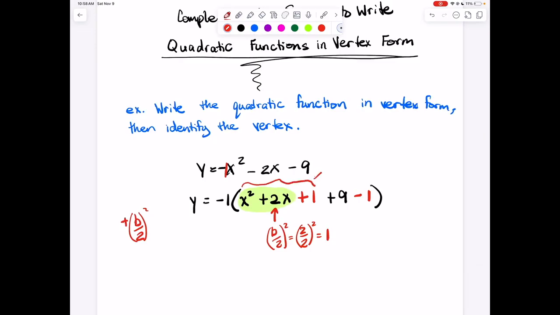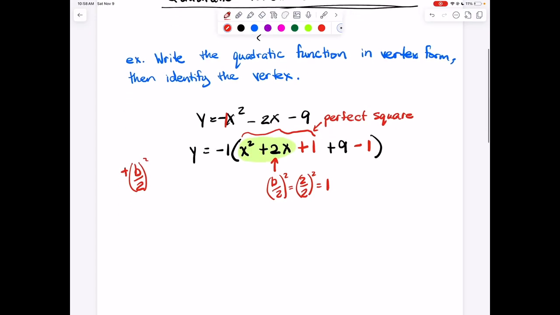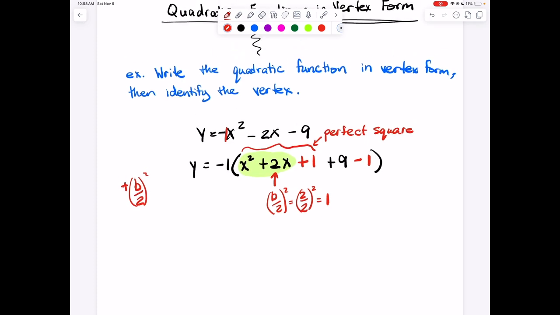So now that is a perfect square, and so now we can go ahead and factor that. In order to factor that, we're looking for two numbers that multiply to 1 and add to 2. And those two numbers that multiply to 1 and add to 2 are just 1. So now we can continue. We have our negative 1 here, and we factor x plus 1, x plus 1.